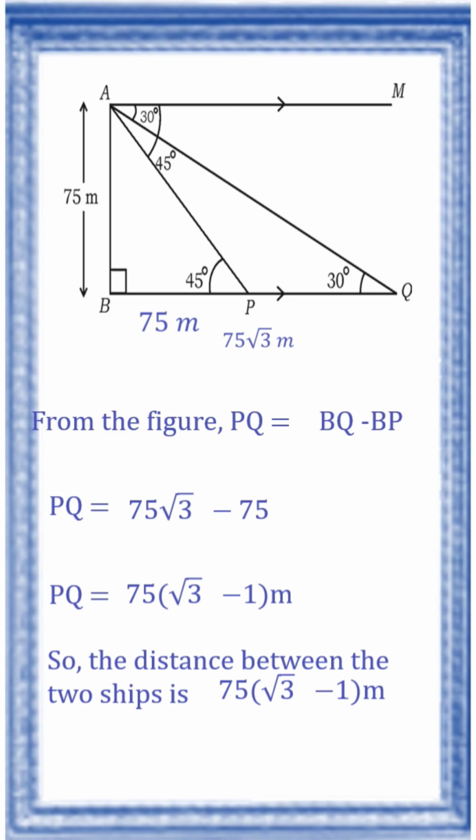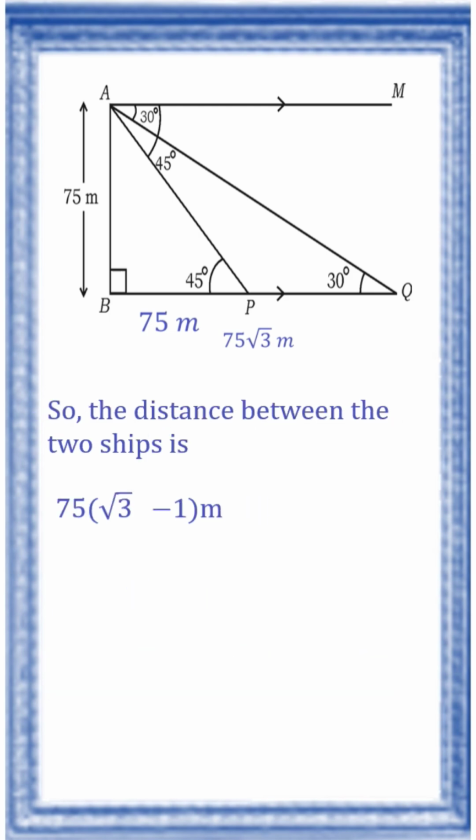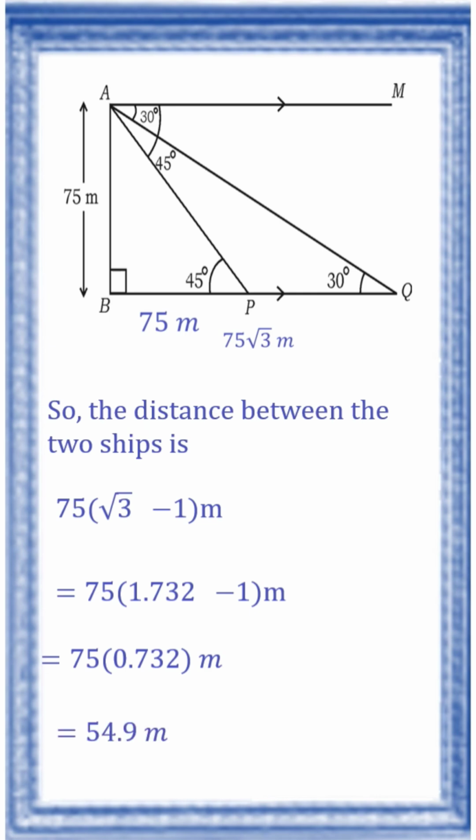But we have to substitute root 3 is equal to how much? 1.732. So 75 into 1.732 minus 1, that is equal to 75 into 0.732 meter, which is equal to 54.9 meter. So the distance between the two ships is 54.9 meter.